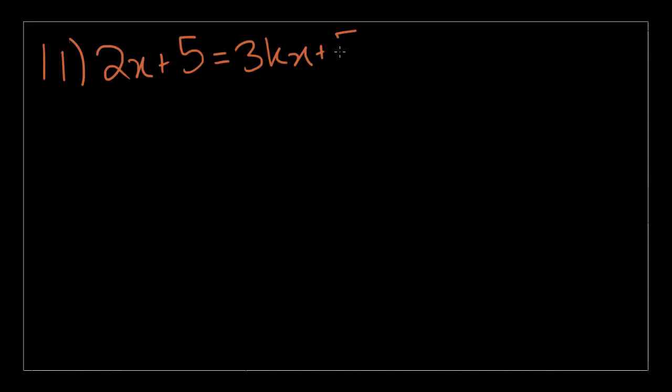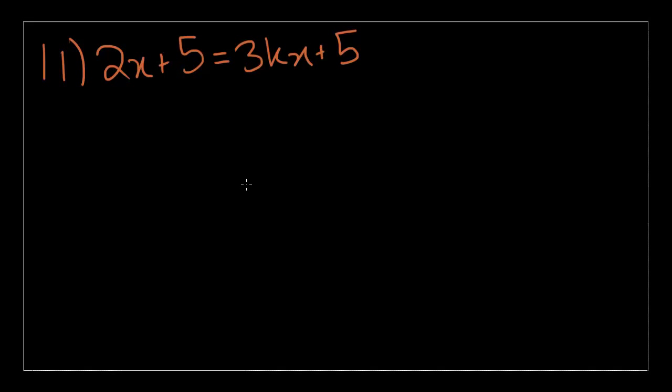So we'll go to number 11. Okay. So if k is a constant and 2x plus 5 is equal to 3kx plus 5 for all values of x, what is the value of k? So let's write out this entire expression. 2x plus 5 is equal to 3kx plus 5.